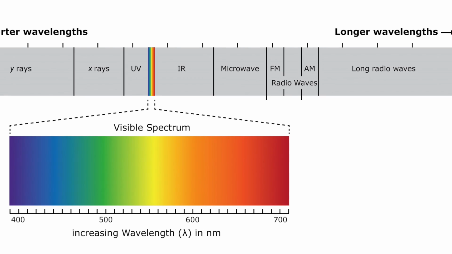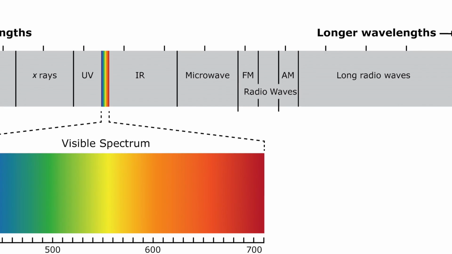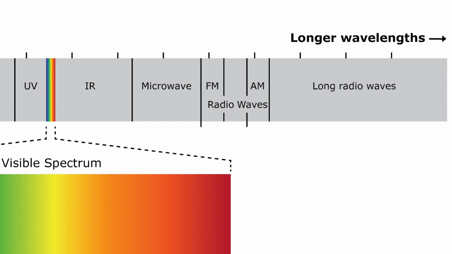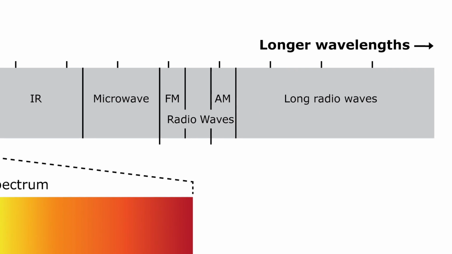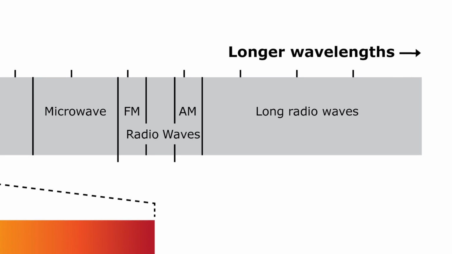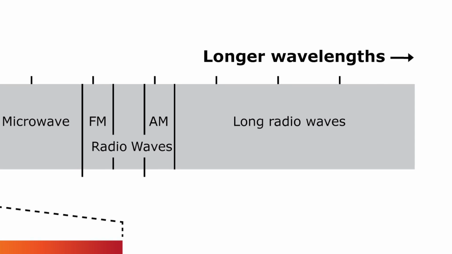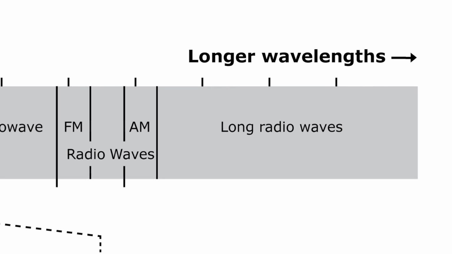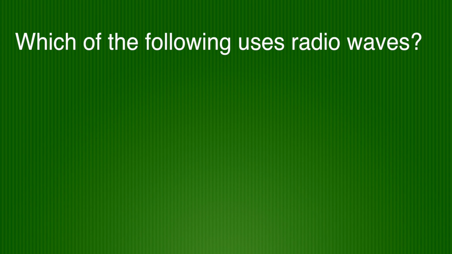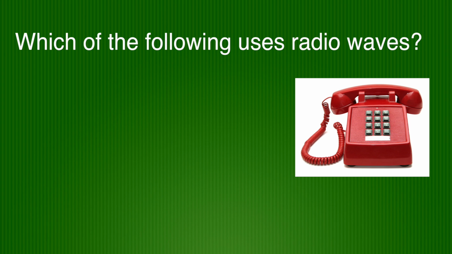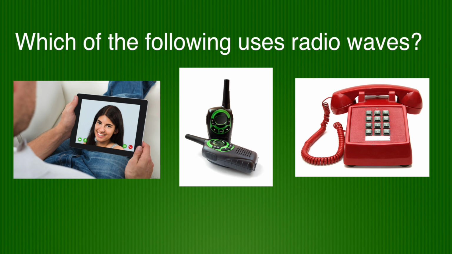Radio waves are also light waves on the electromagnetic spectrum. Radio waves have the longest wavelengths. It's easier for waves with longer wavelengths to move around large objects. So, radio waves can travel farther than waves with shorter wavelengths. Which of the following use radio waves to communicate over long distances? Landline telephone, walkie-talkie, tablet computer.